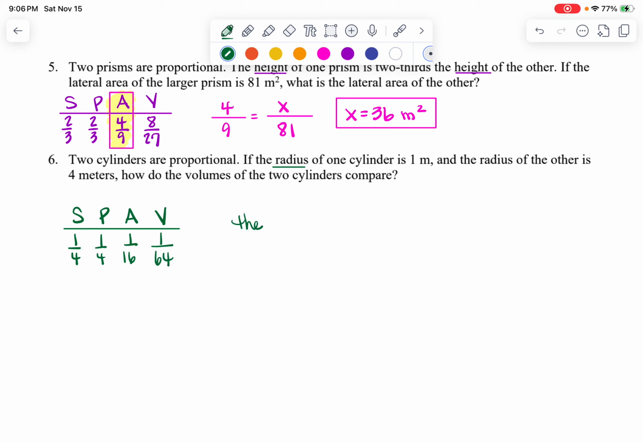Right, so I'm going to say the larger cylinder has a volume 64 times bigger. Okay, and that's just what I'm going to write as my answer.